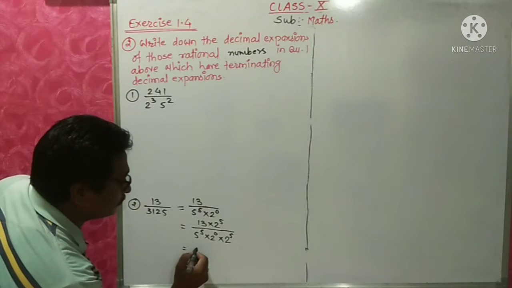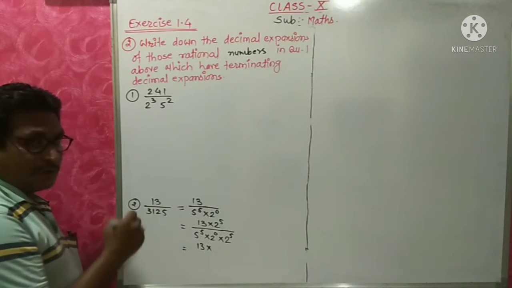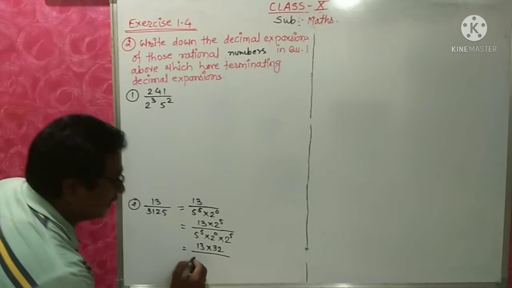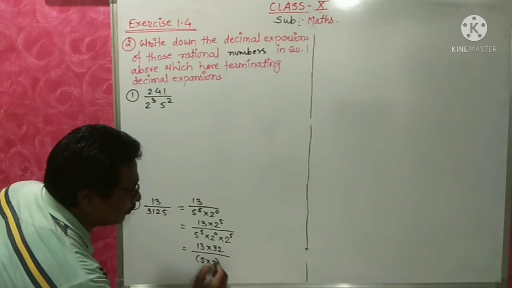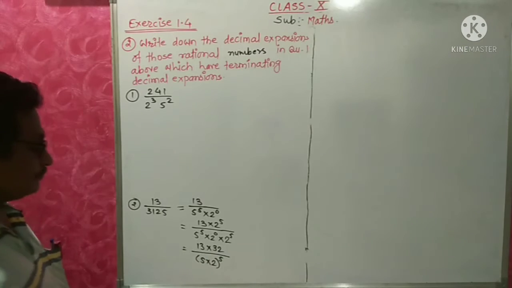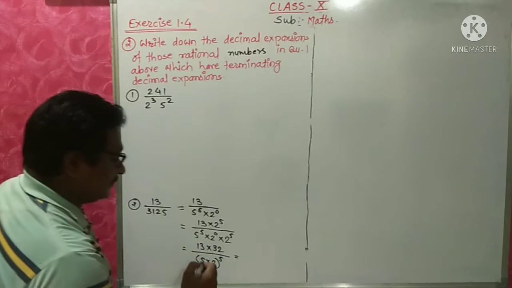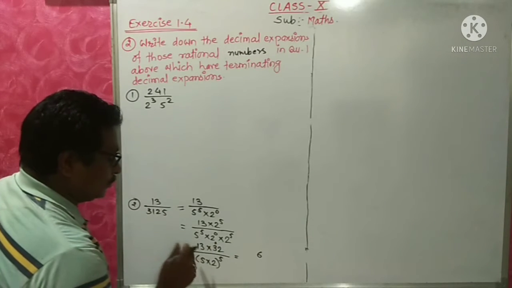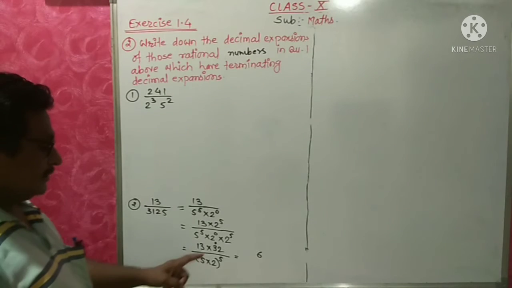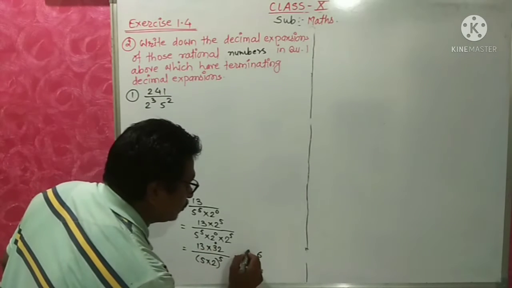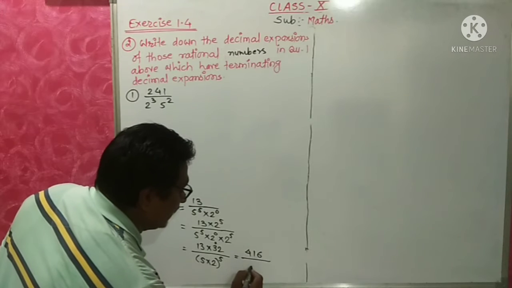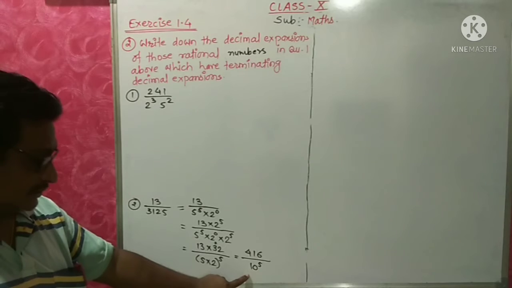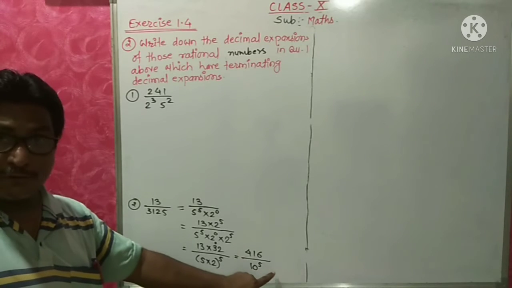So what will we get now? 13 into 2 raised to the power 5, that is 32. Now here 5 into 2 raised to the power 5. So what will we get? 13 2s are 26, plus 2... 13 3s are 39, 39 plus 2, 41 by 10 raised to the power 5. So 10 raised to the power 5 means 5 zeros are there.